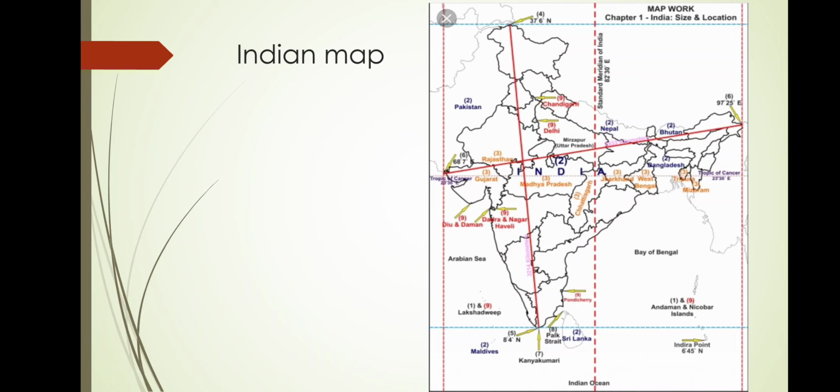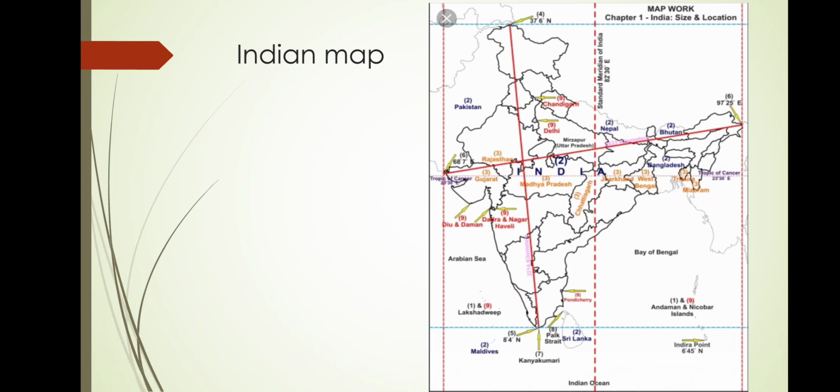The line passes through certain states of India. They are 8 in number: one is Gujarat, second is Rajasthan, third is Madhya Pradesh, fourth is Chhattisgarh, fifth is Jharkhand, sixth is West Bengal, seventh is Tripura, and the last one, the eighth, is Mizoram. So all these states are being crossed by the Tropic of Cancer. So this is also an important fact.